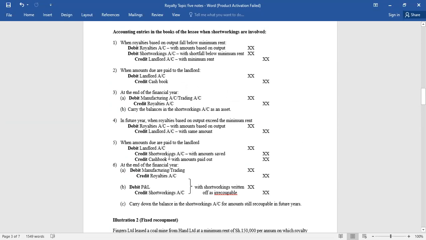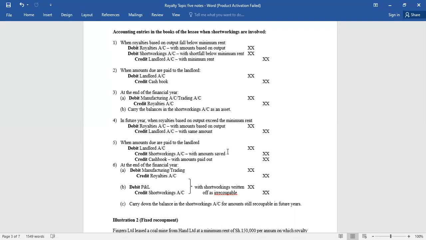transaction number 5. When the amount due I'll pay to the landlord, we are debiting the landlord and we are crediting the short workings account with the amount that we have saved. Then our cash book will be reflecting that amount because we have paid anyway. But remember, it's an expense.